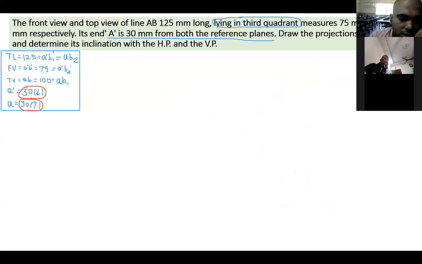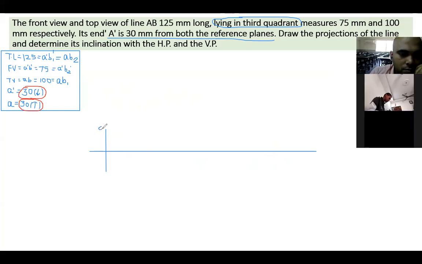Now once again, you make a horizontal line. And then you locate this A dash and A. I'll just put that A dash and A. See to it that it should be a light line. So now A is above and A dash is below.